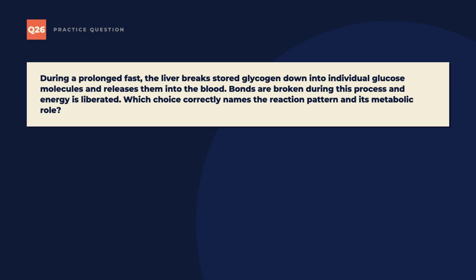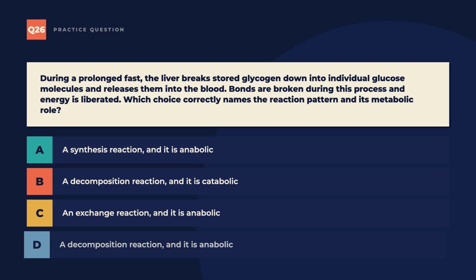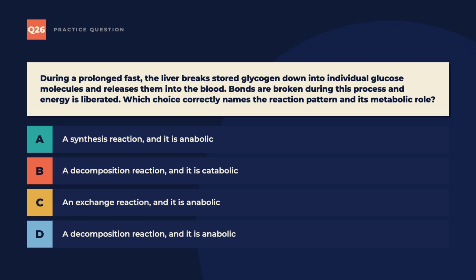Your options are A, a synthesis reaction, and it is anabolic. B, a decomposition reaction, and it is catabolic. C, an exchange reaction, and it is anabolic. D, a decomposition reaction, and it is anabolic. Take a second. Which answer would you pick?